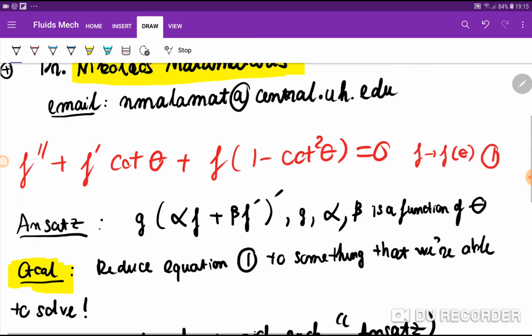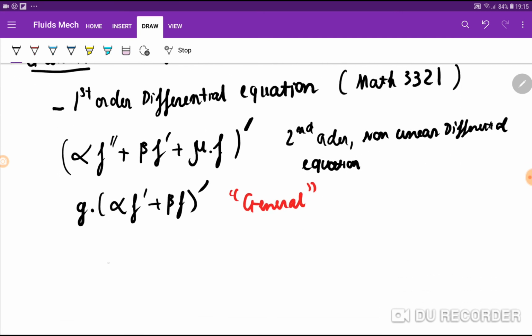Another question I think y'all might have is why don't we reduce this? Why don't we reduce this?